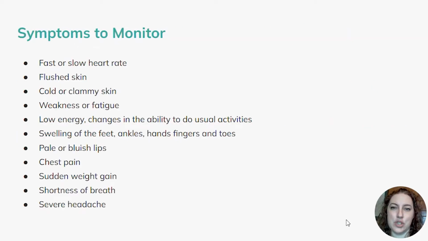Some of the symptoms that you should be monitoring are a fast or a slow heart rate, flushed skin, cold or clammy skin, feeling very weak and fatigued, low energy, changes in the ability to do activities that they normally could do, swelling of the feet, ankles, hands, fingers, and toes, pale or bluish lips, chest pain, sudden weight gain, shortness of breath, and severe headaches.